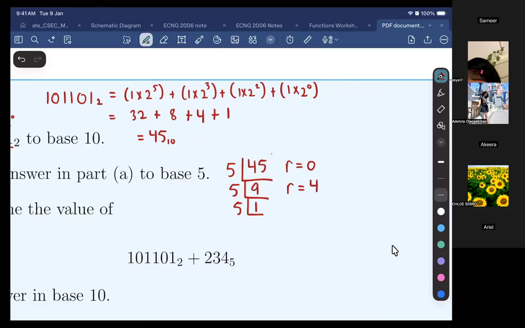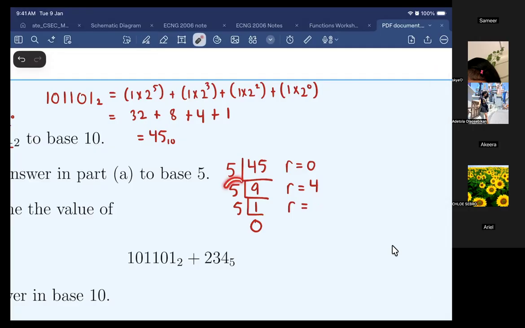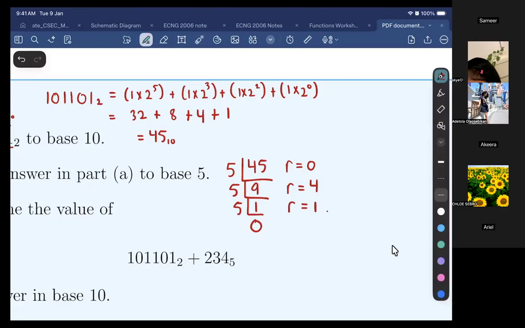Could 5 go into 1? No, 5 can't go into 1. So that'll be 0. It could go into that 0 times, and your remainder would be 1. Think about it like this: 5 could go into 9 one time. Could 5 go into 1? No. So you're left with 1 remaining. Make sense? So your final answer would be 140 base 5.